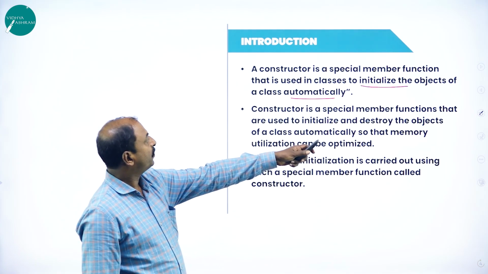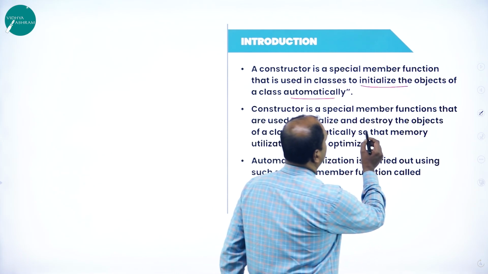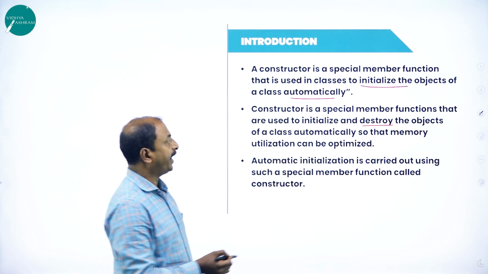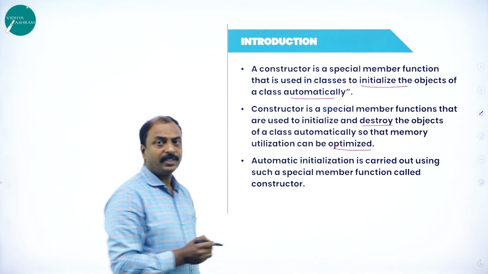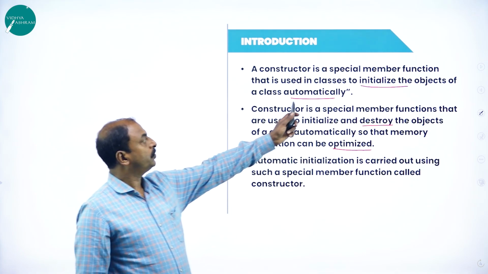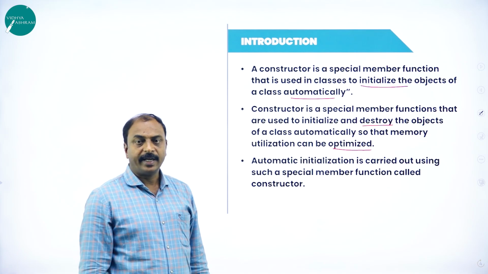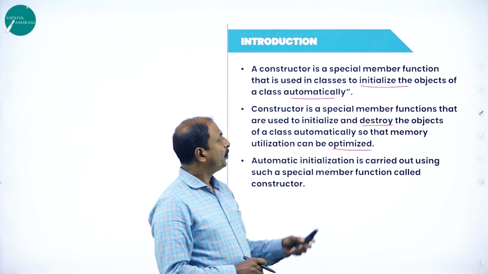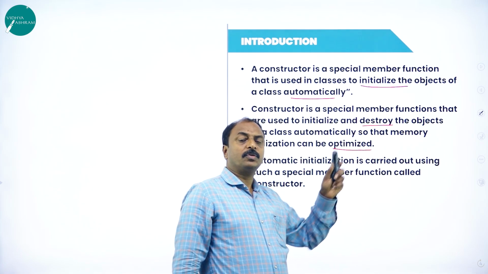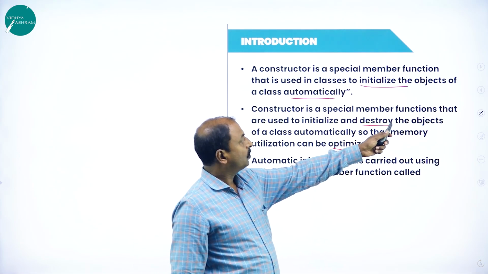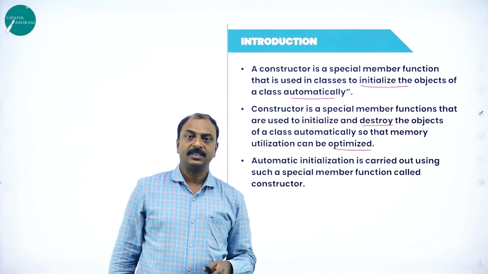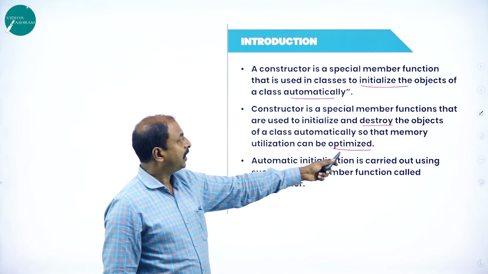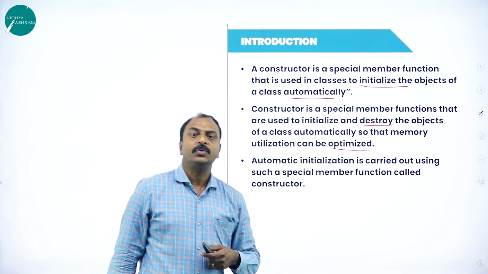It is a special member function that is used to initialize and destroy the objects of a class automatically, so that the memory utilization can be optimized. Once you use the constructor, it is going to create an object of a class and reserve some space in computer memory. After that, the memory has to be released or deleted through destructors. Constructors and destructors are the two concepts, where destructors are used to destroy the object of a class automatically so that the memory can be utilized effectively.